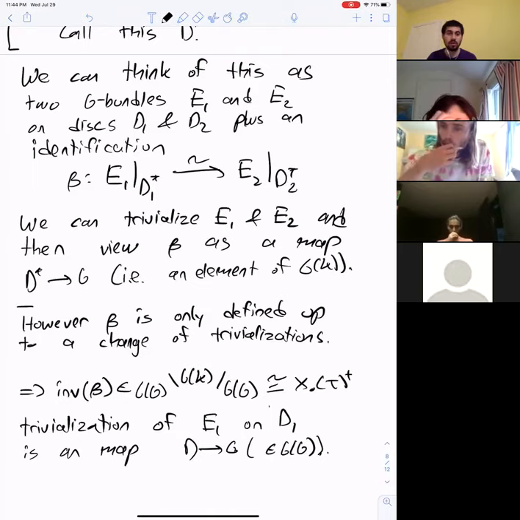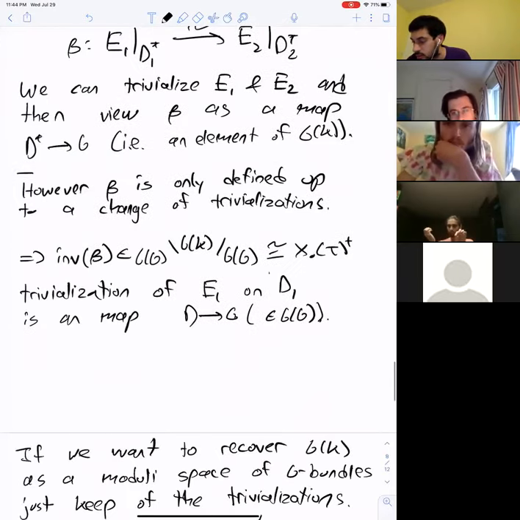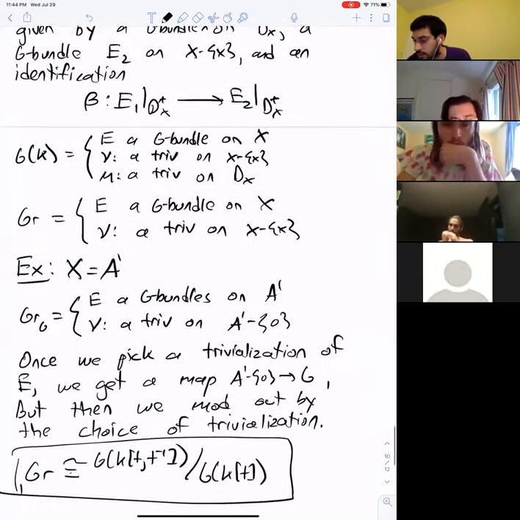It's an element of GO, and post-composing or pre-composing with a change of trivialization will be multiplying your element of GK by an element of GO on either side. So the only well-defined information that we get out of this G bundle is an element of the double coset space. Okay, I see. Okay, cool. I'm even glad we went through that again, because that's kind of confusing.